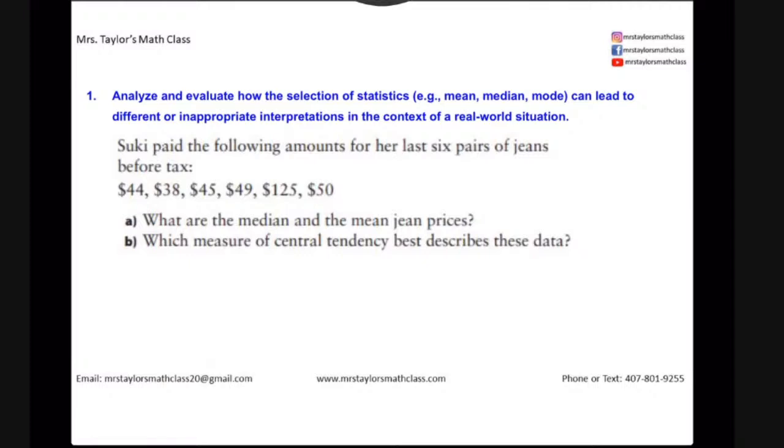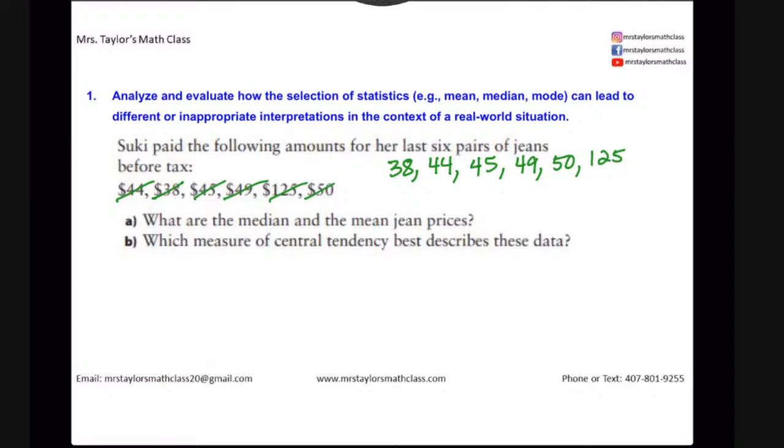So again, before we get started, let's put the numbers in order. So from least to greatest, we have 38, and then 44, 45, 49, 50, and 125. Okay, so got all the numbers.